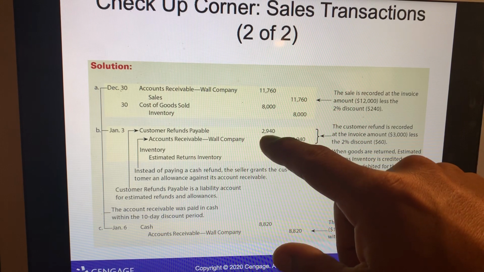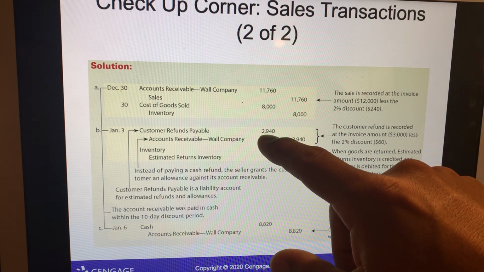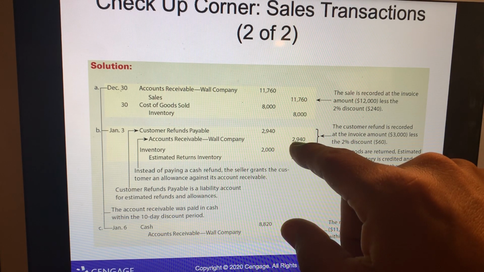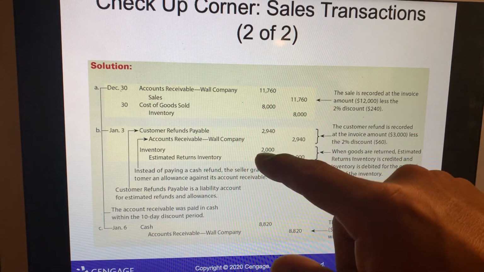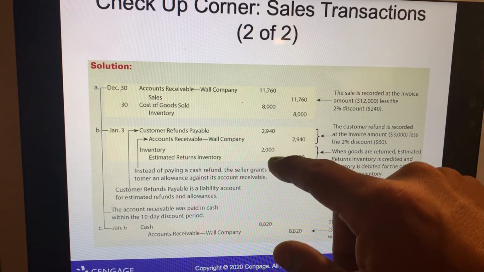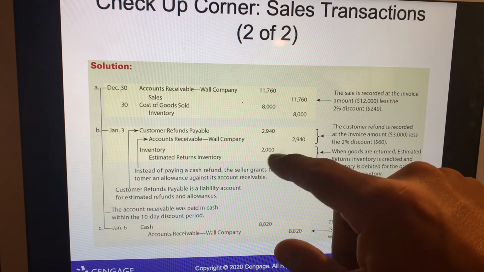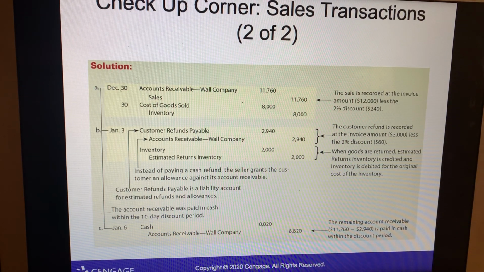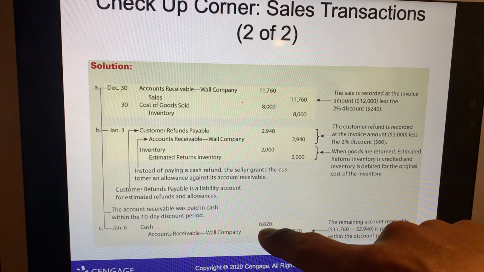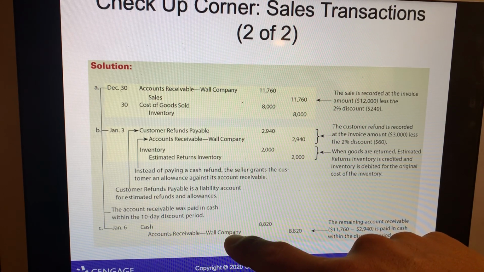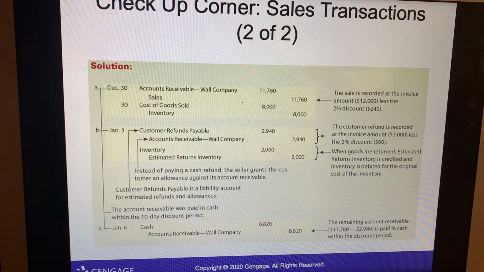Customer refund payable. So we offered a refund, and right here we're pulling this out of their accounts receivable account. Inventory of 2,000. So notice how we're pulling this as well. We're saying, hang on one second, that's not inventory anymore. It's estimated return inventory. And then at the bottom here, we received cash because now they paid their accounts receivable, Wall Company, for $88.20.